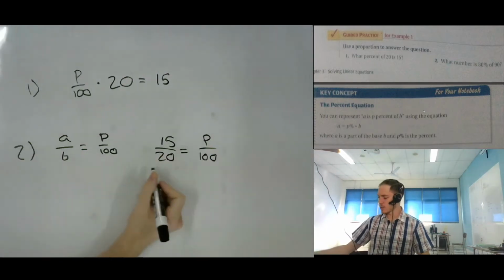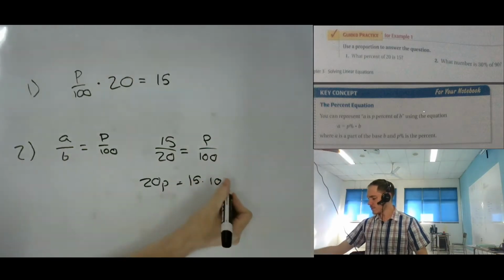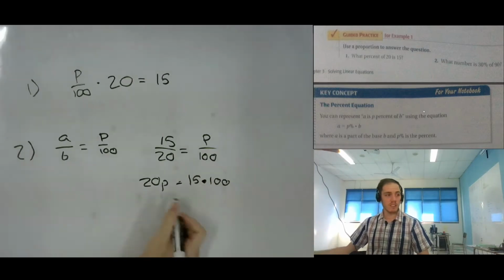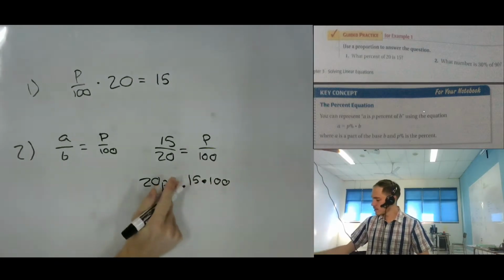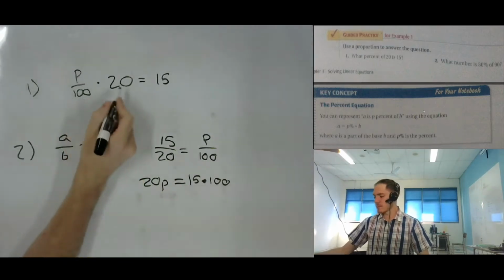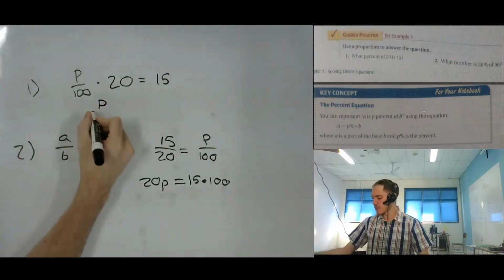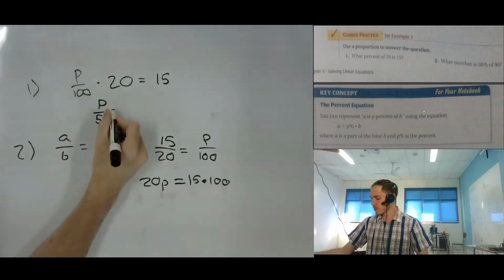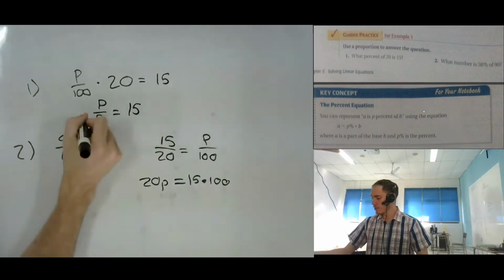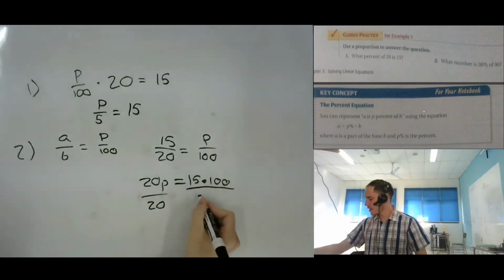Then you can cross multiply, so you get 20P equals 15 times 100, and you can solve this out. This is multiplication right here, so this is 20P equals 15 times 100. The same thing as over here: 20 divided by 100 is going to be 5, so P over 5 equals 15. This one you can solve pretty quickly, just multiplying both sides by 5. This one we would divide both sides by 20.